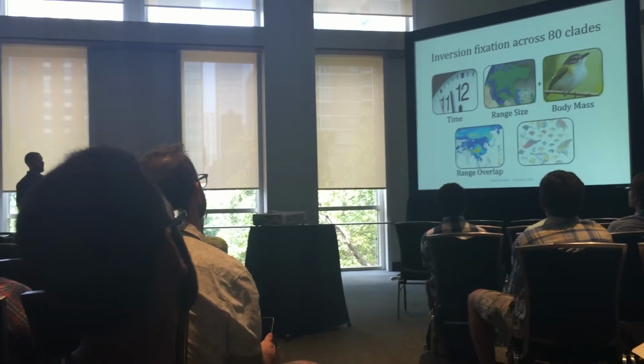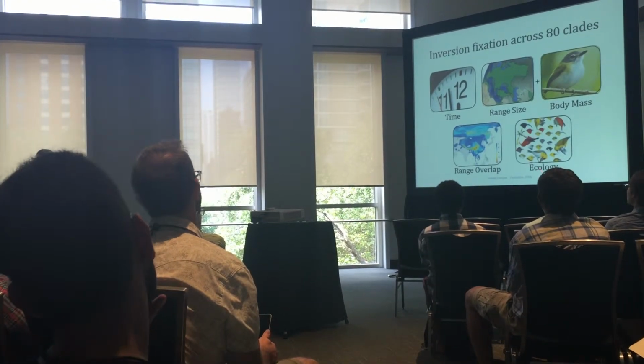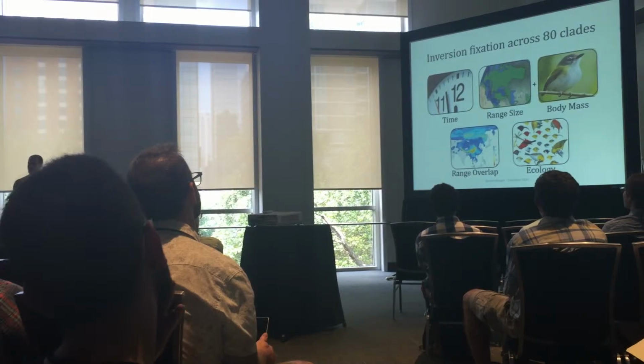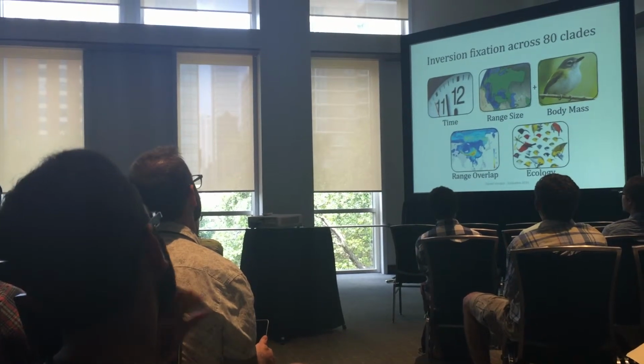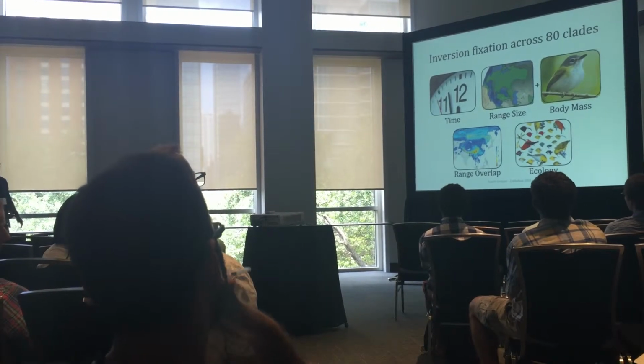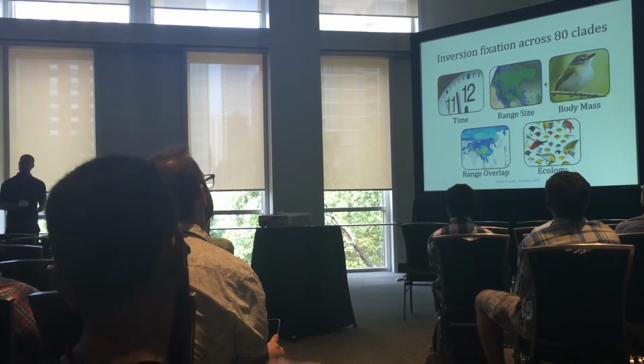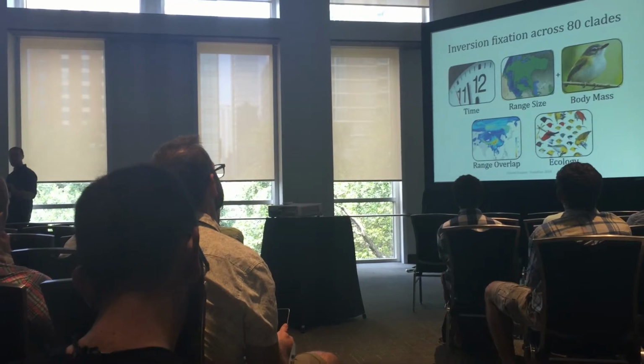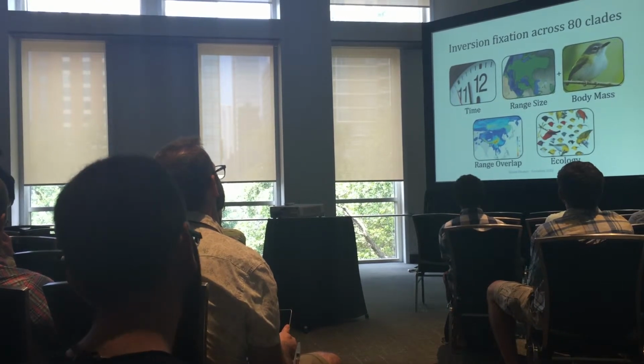as sympatric. And then I also included a very broad description of ecology, where each clade is defined as being granivorous, herbivorous, insectivorous, or omnivorous, just to see if there's any difference between the way that a finch speciates with inversions as opposed to a warbler.